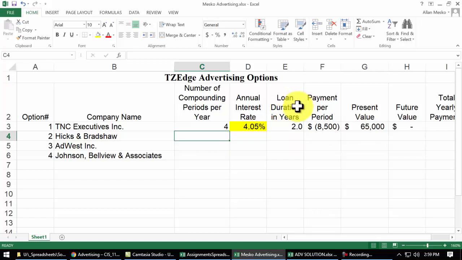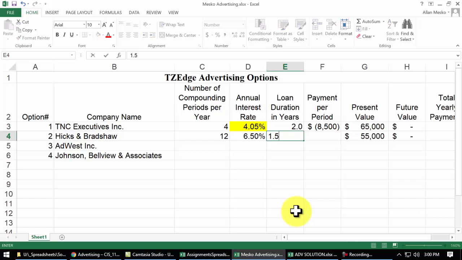So where would we put the $55,000? That would be our present value, wouldn't it? Our future value is going to be 0 again, always. 6.5 annual interest rate goes right here. Monthly payments. So what goes here under number of compounding periods? That would be 12, wouldn't it? Monthly payments. And how long is the loan? 18 months, which is how many years? Yeah, 1.5 years. So now we have to figure out the payment, don't we?